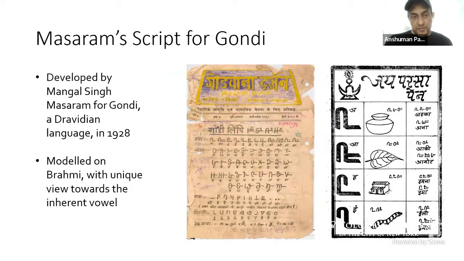Another script is called Masaram script for Gondi, developed by Mangal Singh Masaram. If you're familiar with the Brahmi system, you can see in this chart, I know that's kind of hard to read, that this was modeled on the Brahmi script with a one-to-one parallel between the Brahmi inventory and the Gondi letter inventories. But he at the same time introduced a very unique structure into the script.